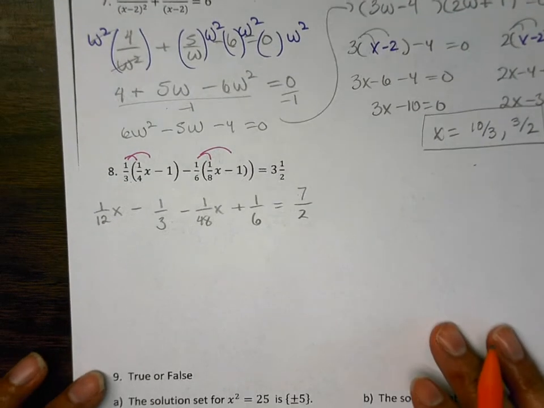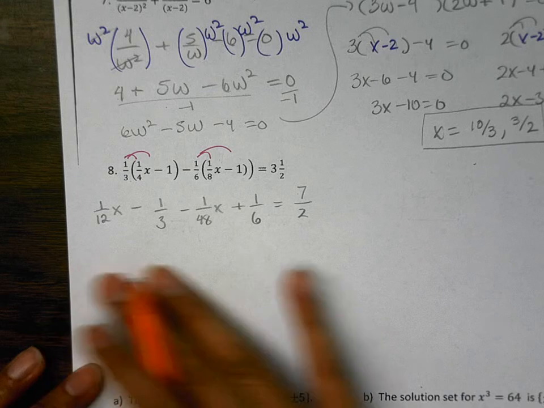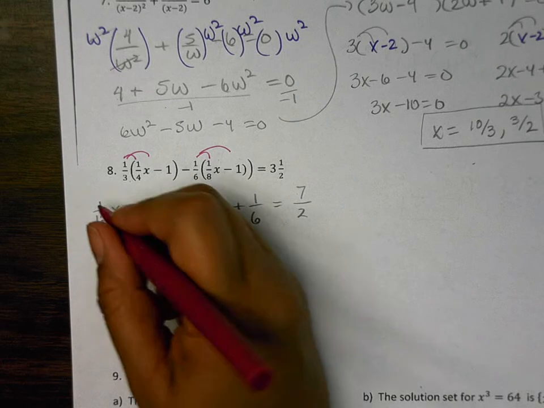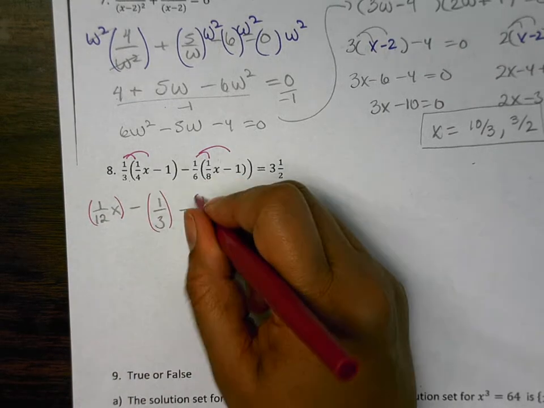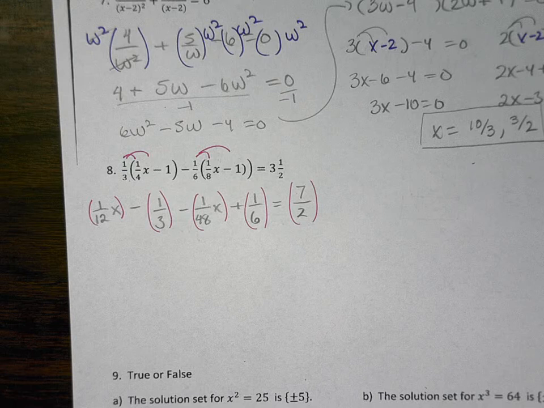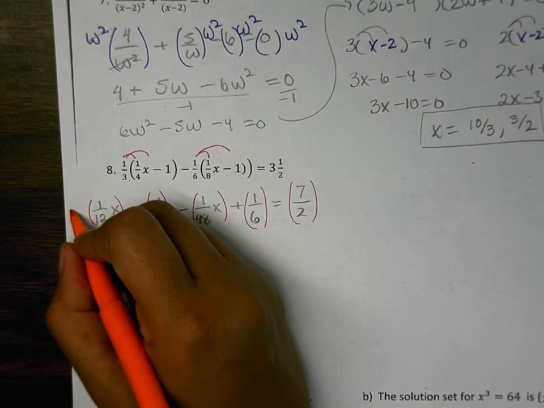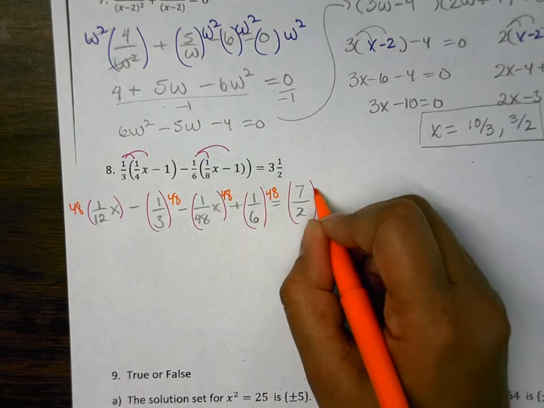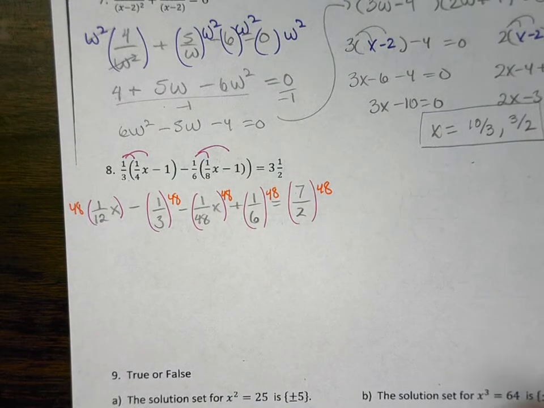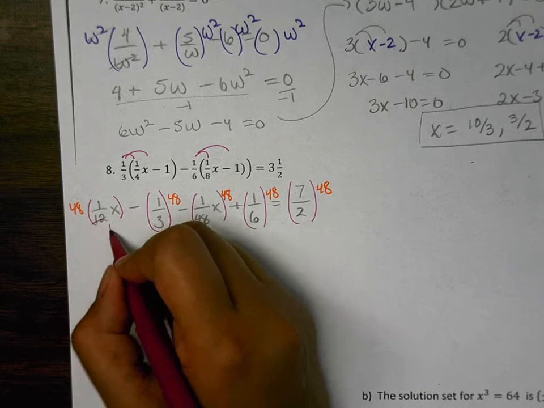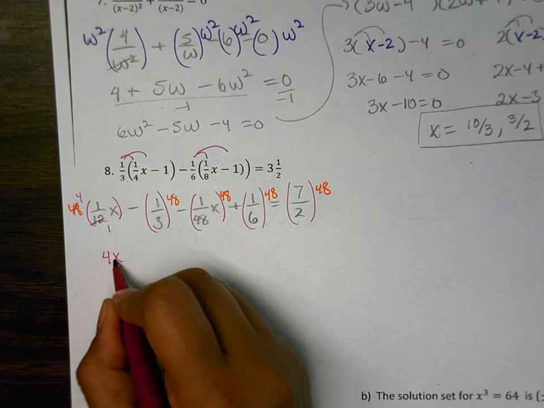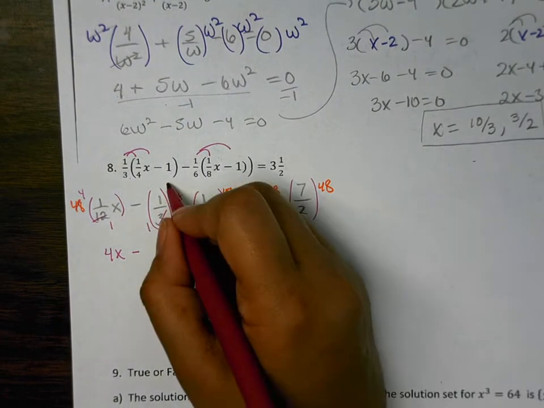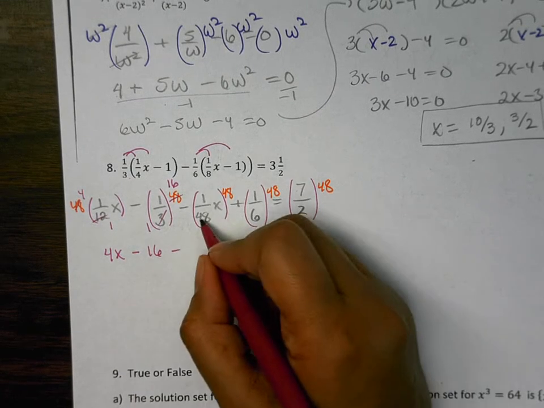Are we good? All right. Nothing to reduce, so we go straight to clearing. Are there any variables in the denominator? So any restrictions? Okay, what do we multiply everything by? 48. Do you guys want to multiply and then reduce, or just cross reduce as we go? Cross reduce. Okay, how many times does 12 go into 48? So 12 is 1, 48 is 4, so that leaves me with 4x. Take away 3 is 1, 3 goes into 48 how many times? So minus 16. Take away what?